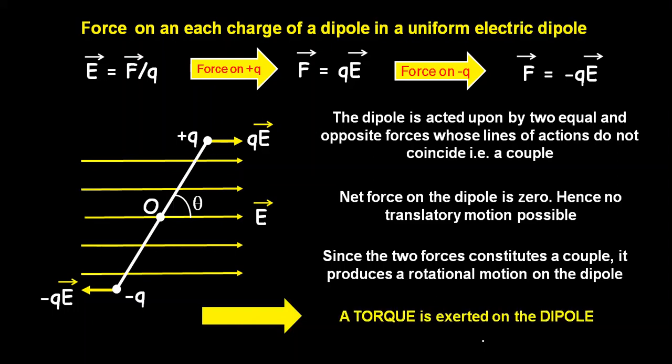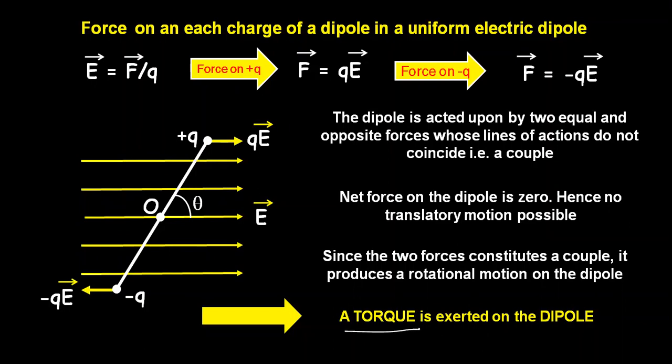So thus, a torque is exerted on the electric dipole. Now you would have understood how or from where the torque originates whenever a dipole is placed in a uniform electric field. Okay, so whenever a dipole is placed in a uniform electric field, the net force acting on the dipole is 0, and only a torque will act on the dipole.